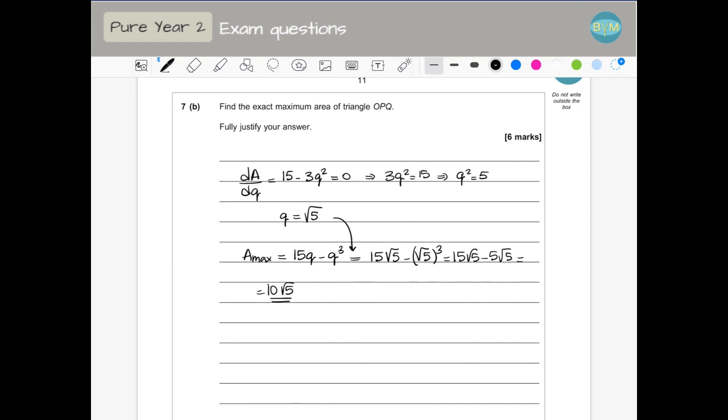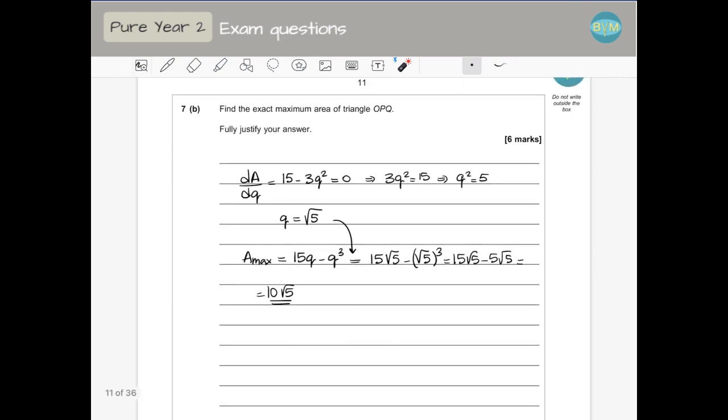That's the maximum area, but we have to prove that it's maximum, because it says fully justify the answer, and there is not a part C that says differentiate again to check that it is a maximum. That sometimes happens in the question. If that doesn't happen and they say fully justify, they are expecting you to check that it is a maximum and not a minimum. So we are going to differentiate again. We have minus 6Q, that's my derivative, and then we substitute the Q by root 5 to see what happens at that point. So this derivative is negative, therefore it is a maximum.